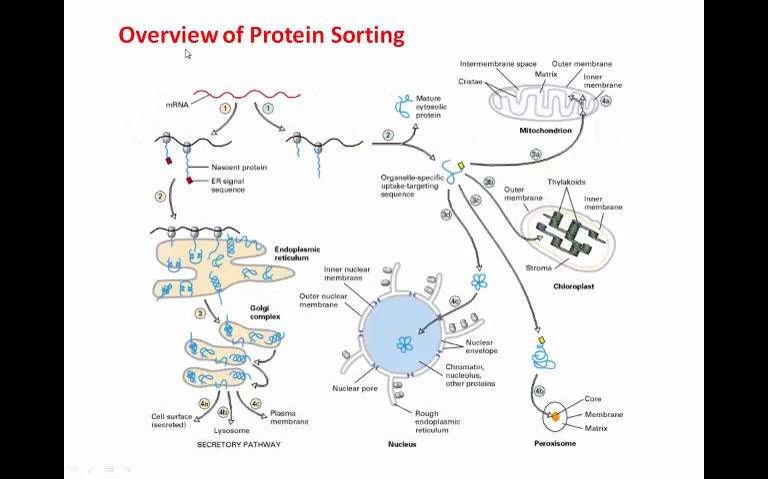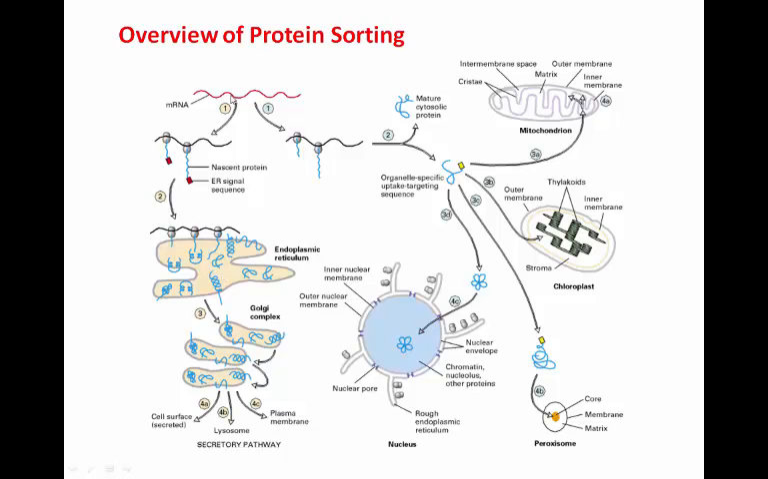This is an overview of protein sorting. It's a pretty good picture. So here's our messenger RNA. The messenger RNA can go in 2 directions. It can be translated as a free messenger in the cytosol, or it can end up on the rough endoplasmic reticulum and synthesize proteins that are destined for the luminal part of the endoplasmic reticulum.